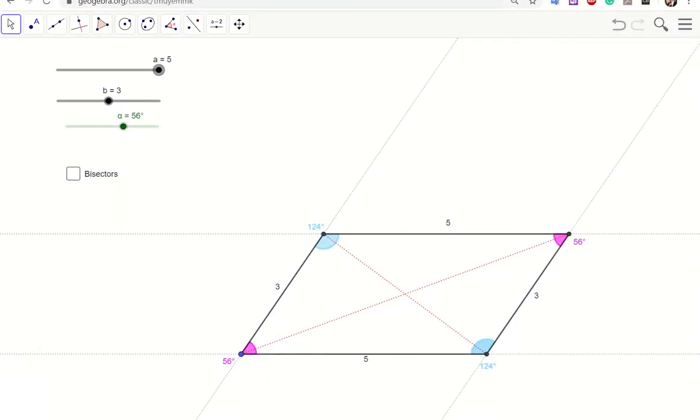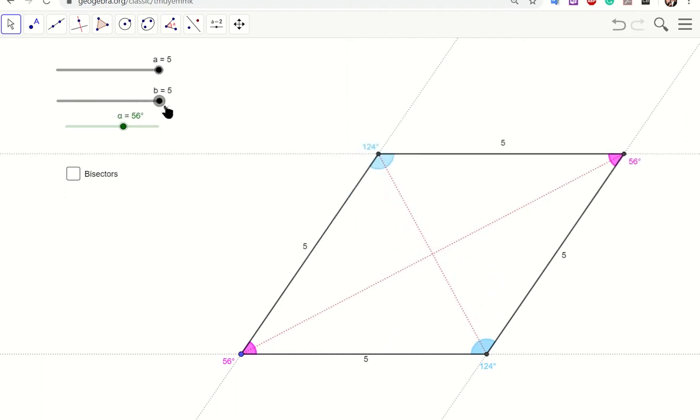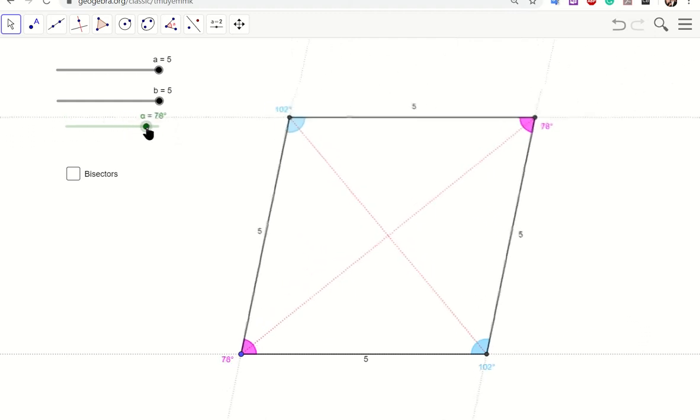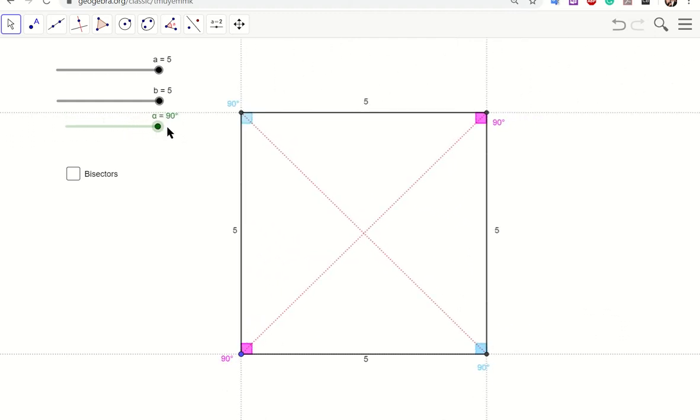Here we have an ordinary parallelogram, and notice how the opposite angles are equal and the same colour. But also notice that the diagonals do not bisect these angles. But if I use a slider to make these sides the same length, now the diagonals bisect the angles. So this is obviously a rhombus. If I move this slider, we now make the interior angles 90 degrees. So this is obviously a square.